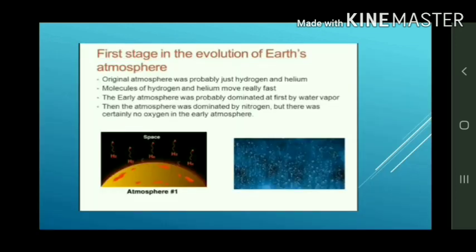The first stage in the evolution of Earth's atmosphere. The original atmosphere was probably just hydrogen and helium. Hydrogen and helium are the abundant elements in the cosmos. Molecules of hydrogen and helium move really fast because they are gases with high kinetic energy. The early atmosphere was probably dominated at first by water vapor. Then the atmosphere was dominated by nitrogen, but there was certainly no oxygen in the early atmosphere.